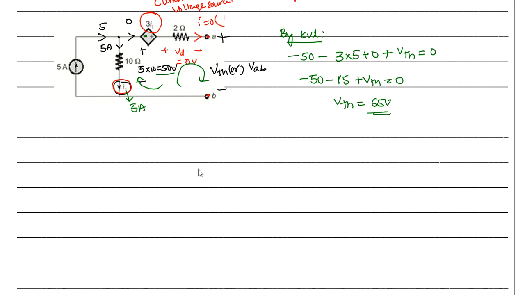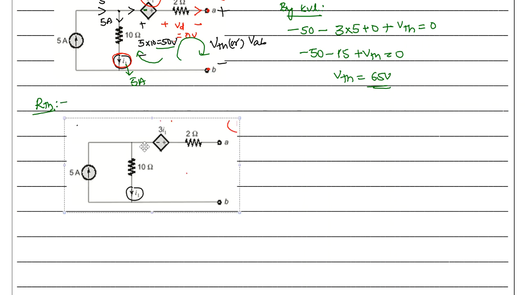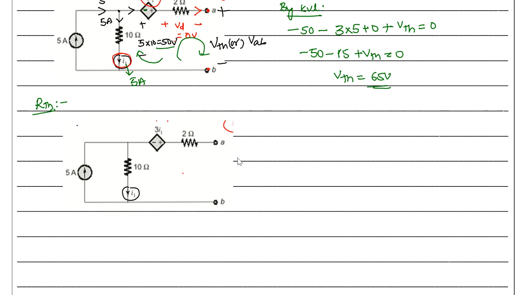Okay, so I found VTH. Now, to find the RTH, how to find this RTH here? For this one, I will take the same circuit diagram again. Now to find the RTH, we will follow the source zero technique.